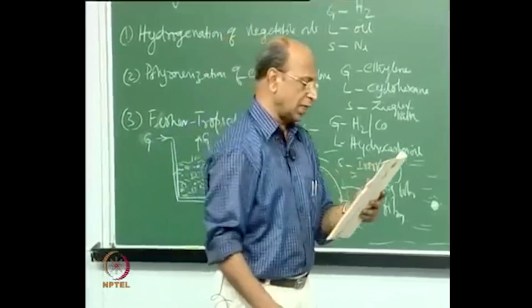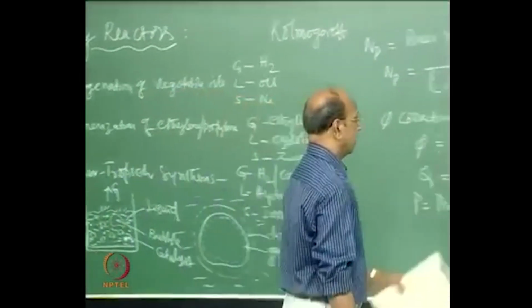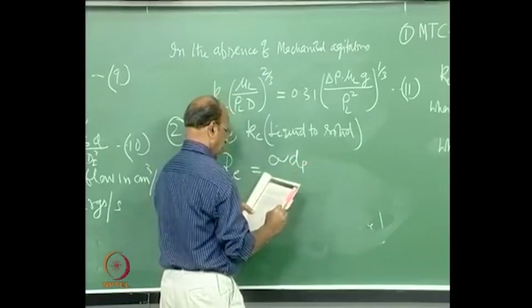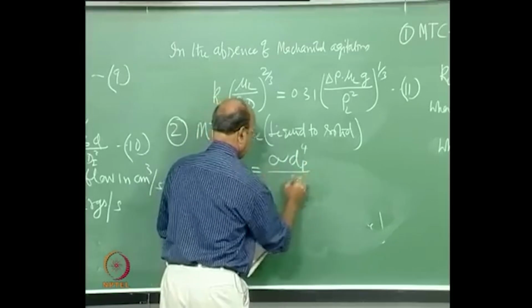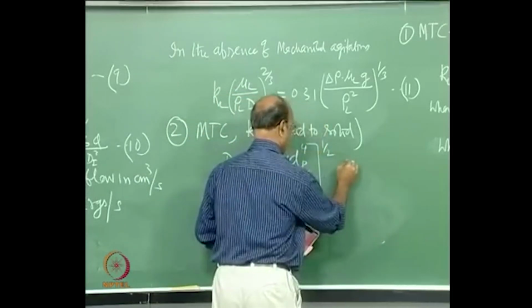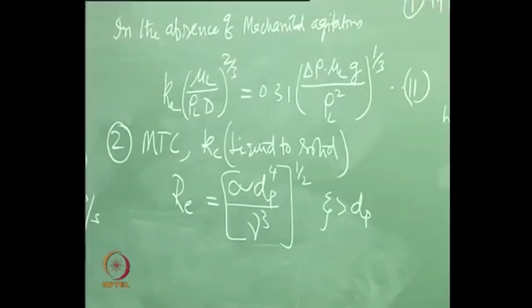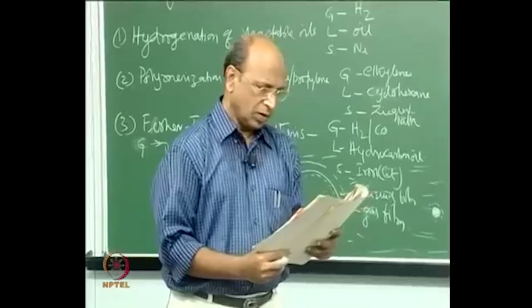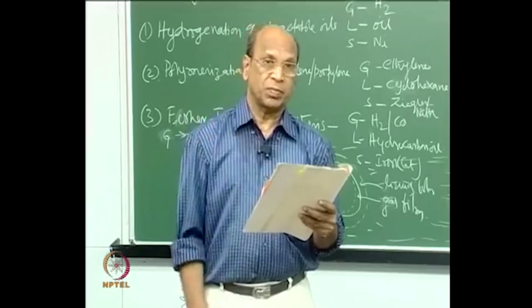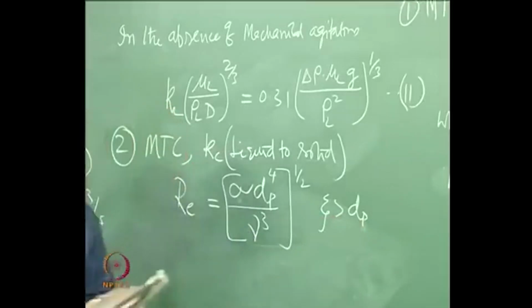According to this theory, the Reynolds number is defined as Re equal to (sigma dP to the power of 4 by nu cubed) whole to the power of half, for xi greater than dP. Sigma is the same quantity we have used earlier, in ergs per second per gram, same as in equation 8, and xi is the eddy size.